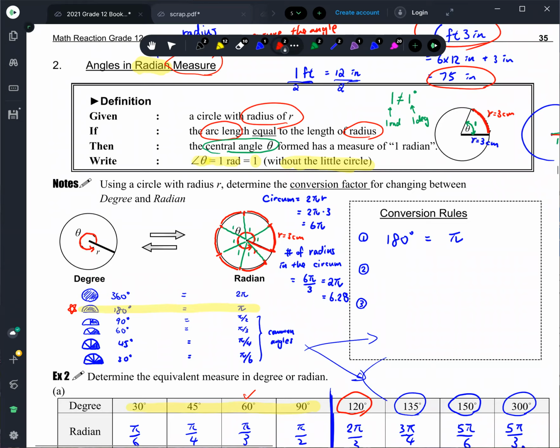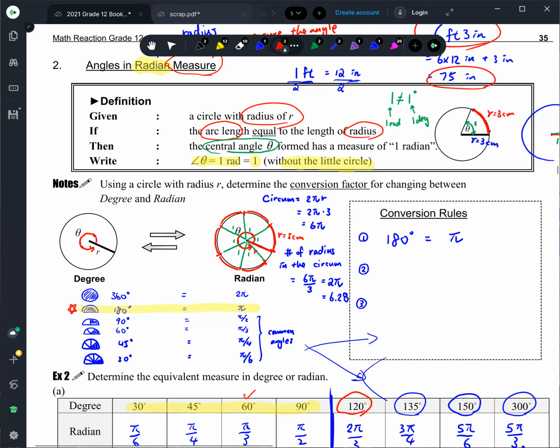2 pi. Pi is 3.14, right? So 2 pi is 6.28. So it's telling you that you could fit about 6 radius. Okay, that's why it's called radian. It has to do with radius, the number of radius you could fit around the circumference. So to be exact, it will be 2 pi. It takes 2 pi radius, or you call it radian, to fit around the full circle. And that represents 360 degrees.